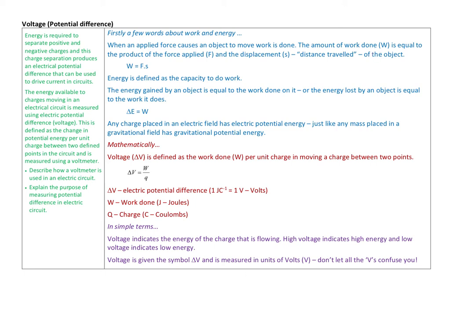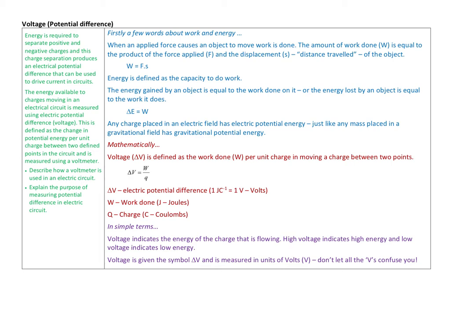The amount of work done, which we give the symbol W in physics, is equal to the product of the force applied, F, and the displacement or the distance travelled of the object. So work equals force times displacement, or you can think of this as distance. Energy is defined as the capacity to do work. So this is what work is. Energy is just the capacity to do work.